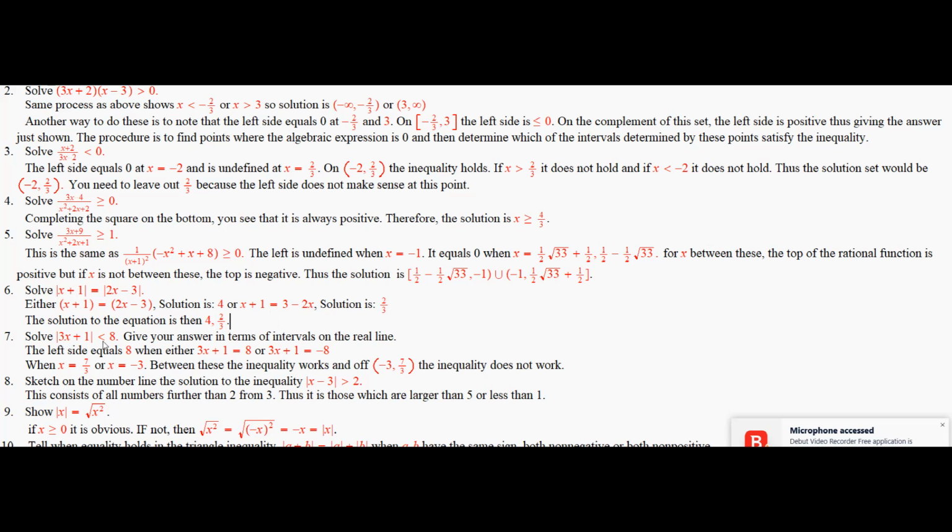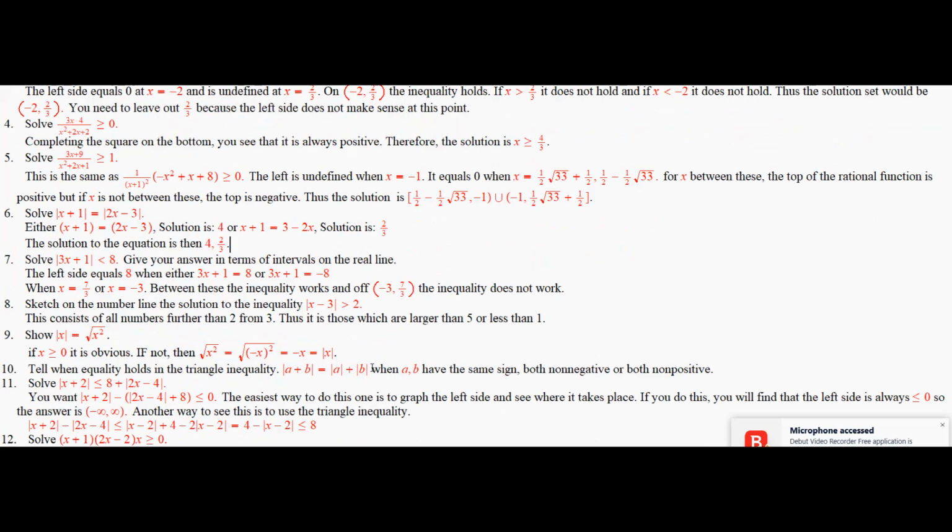I want to solve this one less than 8. Now, how would we do it? This is equal to 8 when either this is 8 or this is -8. So when x is 7/3 or -3. Between these, the inequality works, and off of this, the inequality does not. So that would be the solution right here. And you notice how we do not include the endpoints? That's because I want strict inequality.